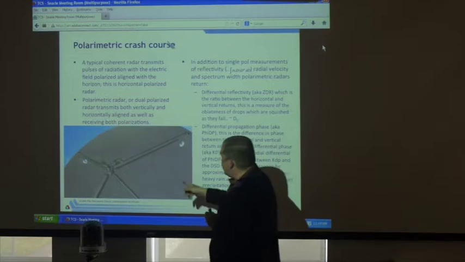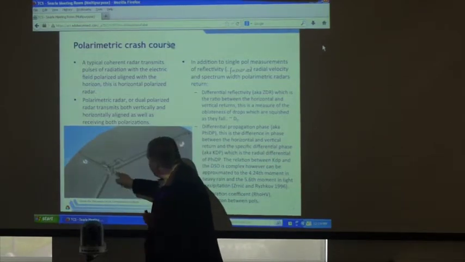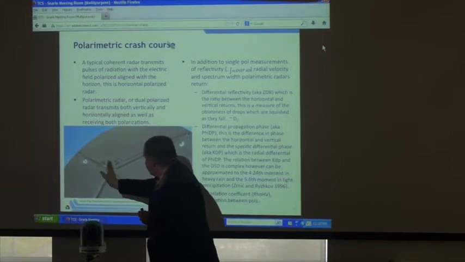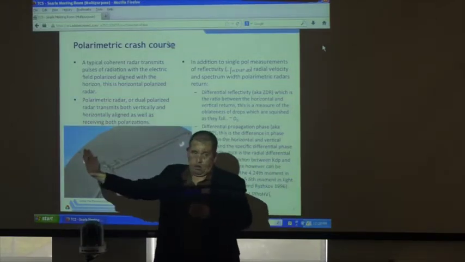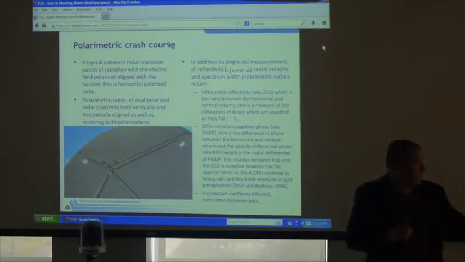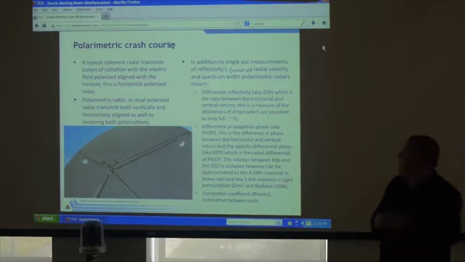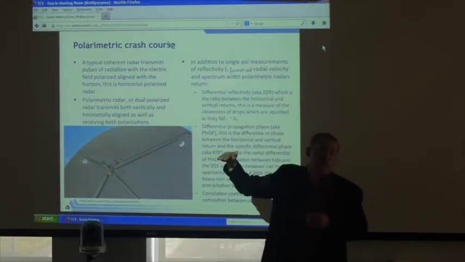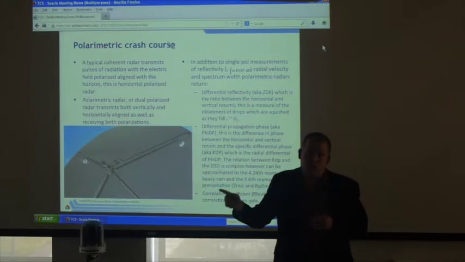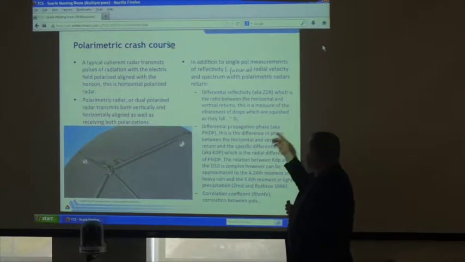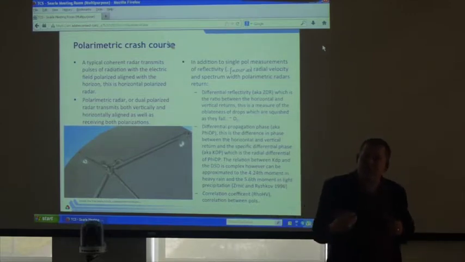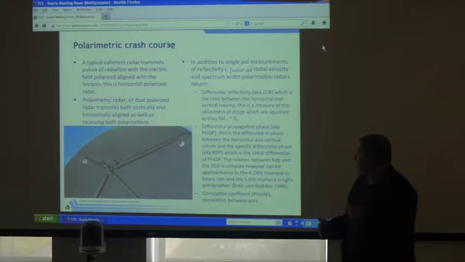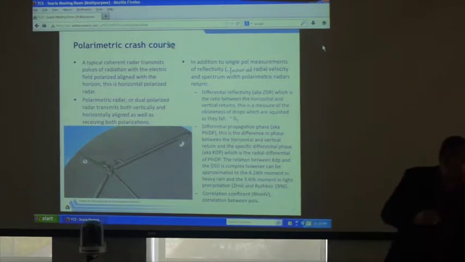Putting in a vertical polarization, so here's one of my waveguides here, coming into my horizontal polarization. I have another waveguide here that's sending out a vertical polarization. So now I'm not only able to see reflectivity, I'm able to see differential reflectivity. The difference in reflectivity between the two channels tells me about how oblate or how asymmetric something is. Something called differential propagation phase can give me information about the line integral of liquid water I've gone through, and a whole other bunch of really useful things.